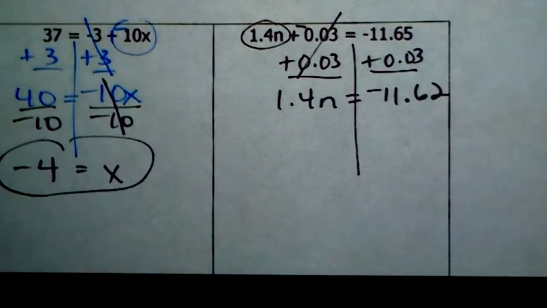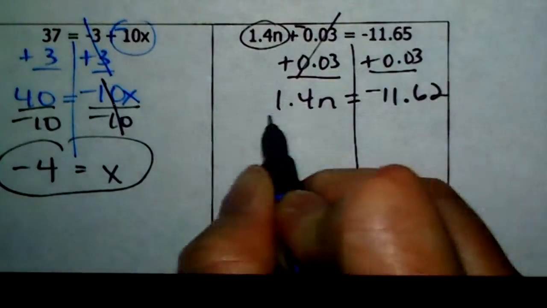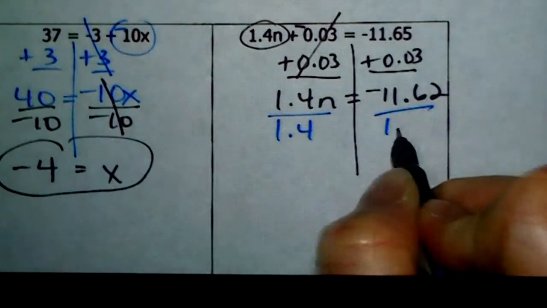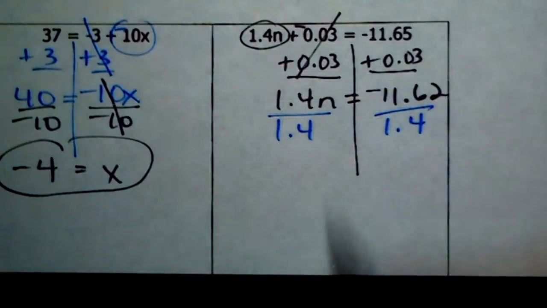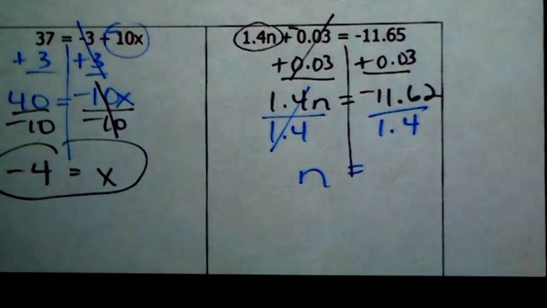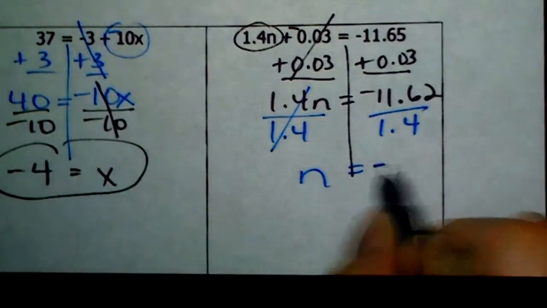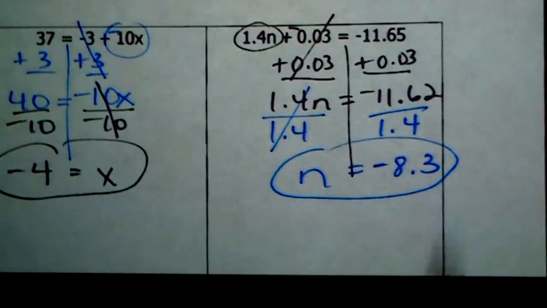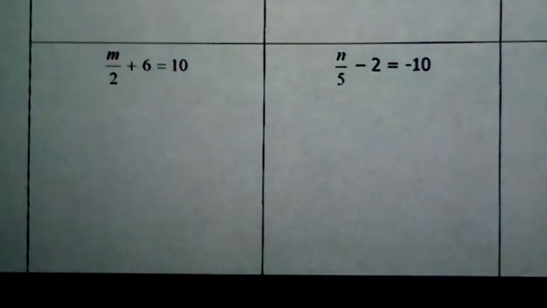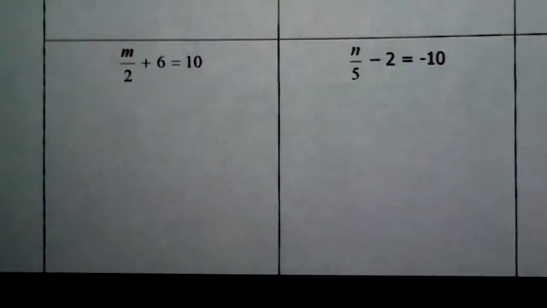Because remember, you have to subtract the digits and take the sign of the greater when you have one of each. 1.4 next to n means multiplication, so I need to undo that with division. Because any number divided by itself, even decimals divided by themselves, are 1, and 1 times n is n. Now all you have to do is take negative 11.62 and divide that by 1.4, and when you do, you get negative 8.3. Not positive 8.3, negative 8.3. Signs matter.